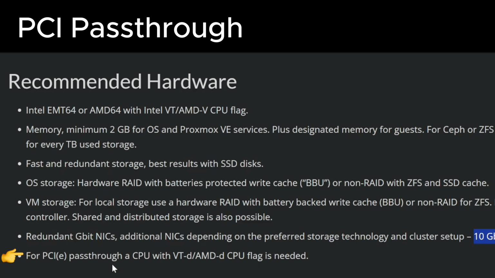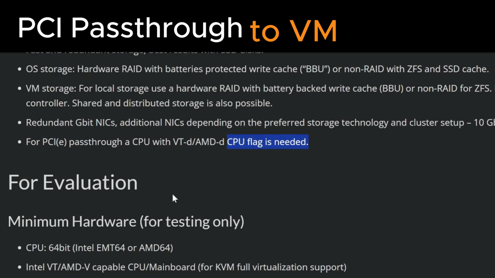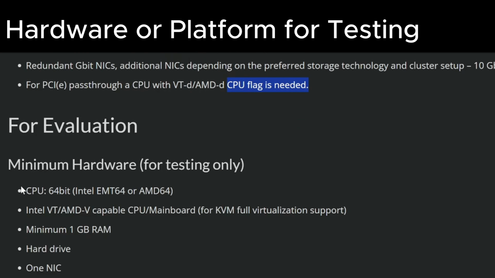For PCI pass-through for any of the virtual machines, you must have a CPU with the VT-d flag or the AMD equivalent flag. And if you are doing it just for testing purposes, then of course the minimum hardware is 64-bit Intel EM64T or AMD64, and you must have a virtualization-capable motherboard for full virtualization support. Minimum 1 GB RAM is required, a simple hard drive is required, and one NIC will be more than enough.